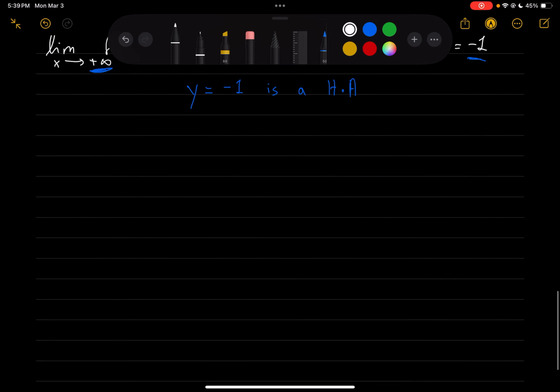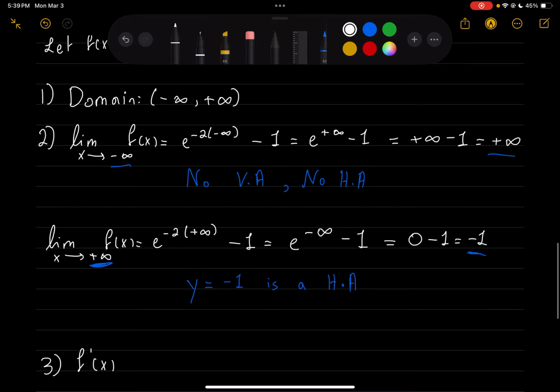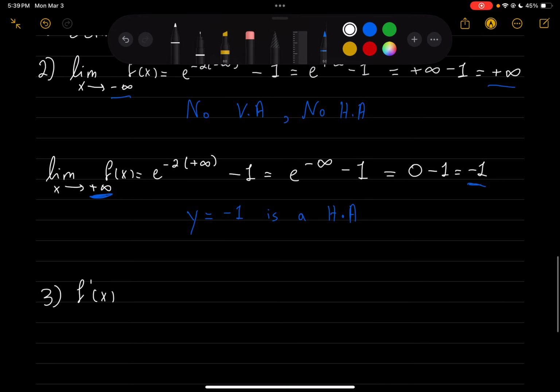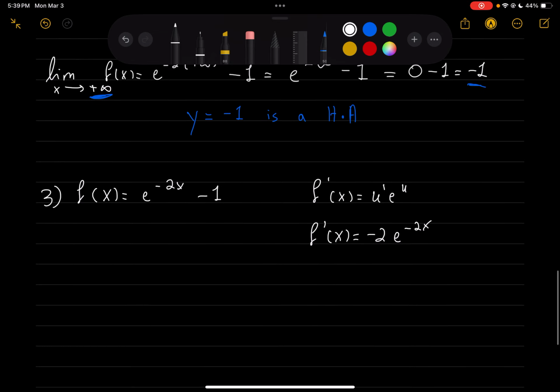Now we need to find f prime of x and the table of variation. So the f prime of x, first of all, according to chain rule, let's write f of x again. So f of x is e to the power of negative 2x, negative 1. So f prime of x, according to chain rule, which is basically u prime e to the power of u, so f prime of x is going to be negative 2 e to the power of negative 2x, and negative 1 is just going to disappear. So now we try to set it equal to 0.